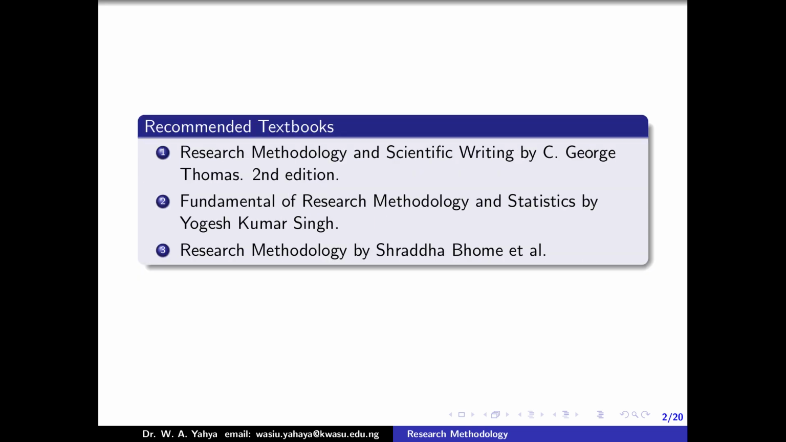These are some of the recommended textbooks. The first one is Research Methodology and Scientific Writing by George Thomas, the second edition. The second recommended book is Fundamental of Research Methodology and Statistics by Kumar Singh, and Research Methodology by Shraddha Boom and others. So there are about 6 authors in the third recommended textbook. You can use any one of the books.